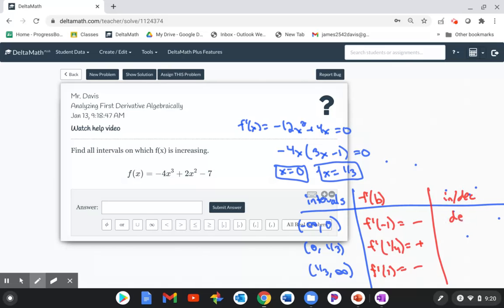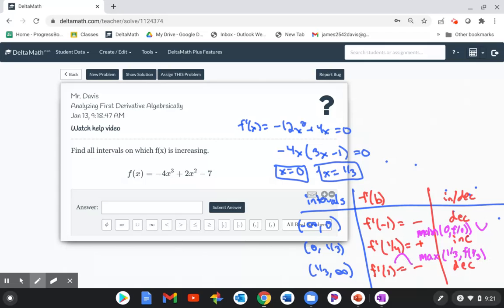It is decreasing to start, switches to increasing, and then decreasing again. We're asked to find intervals of increasing, so it's just going to be this one interval. If you had 2, then make sure you use the union symbol, but here we only have the 1. We could also identify mins and maxes if we were asked that. We would have a decreasing, increasing, so there would be a min here at 0, f of 0, and then increasing to decreasing would be a max at 1/3, comma f of 1/3.